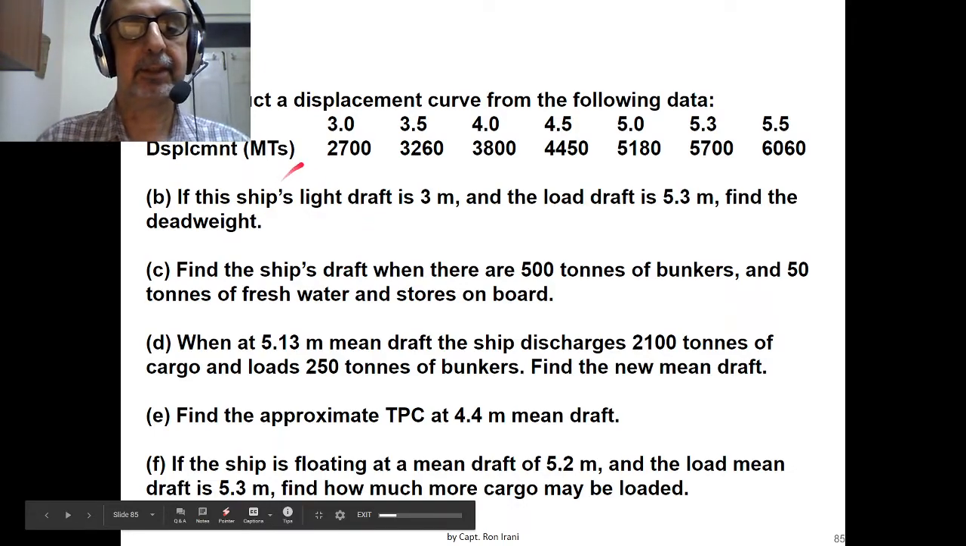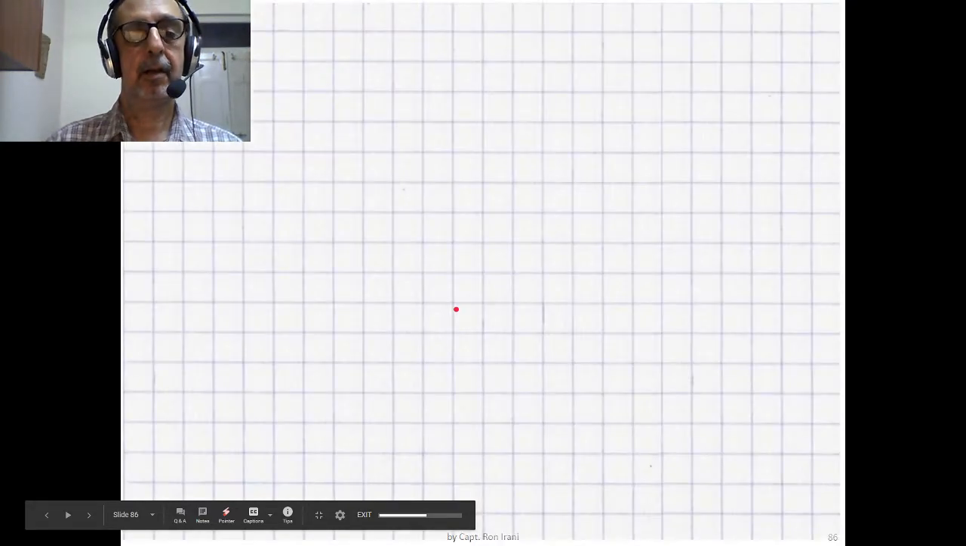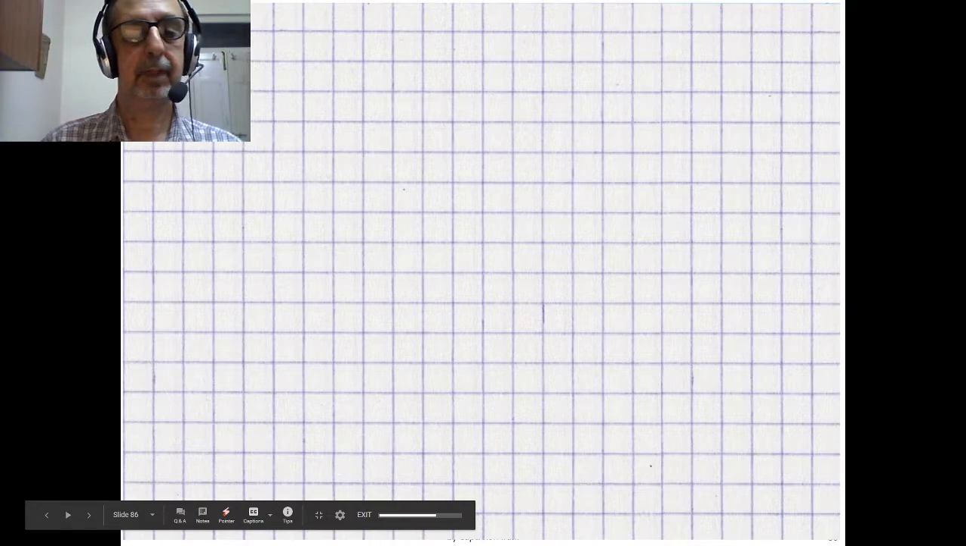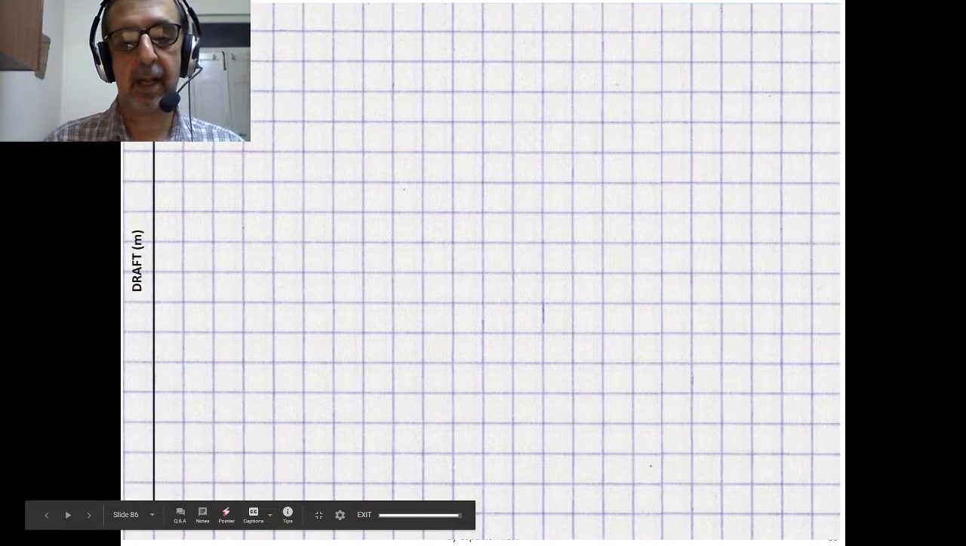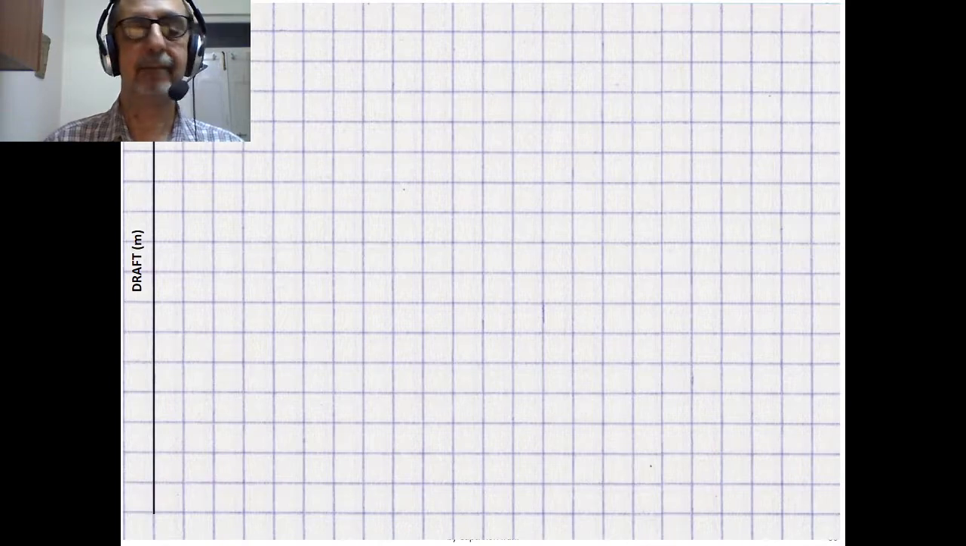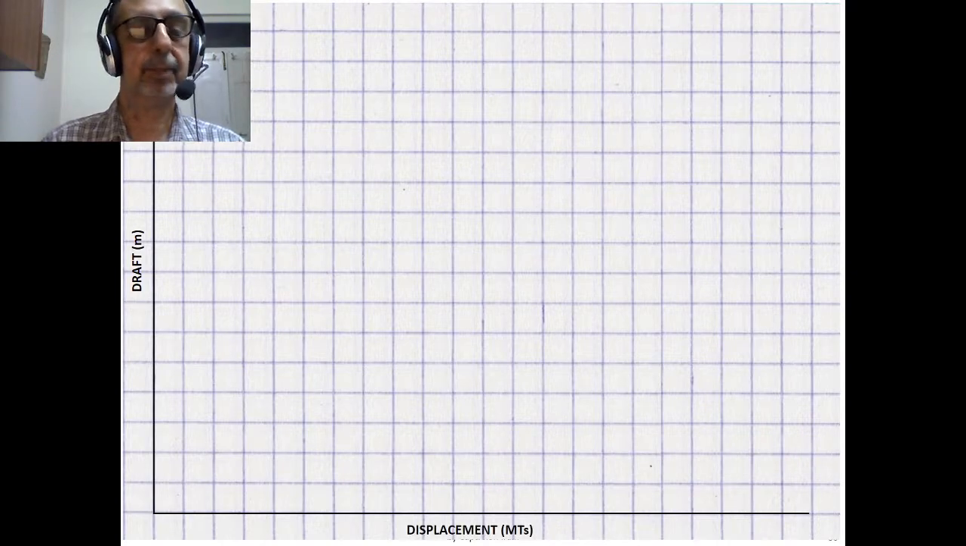So this is the data available to us. We have to construct a displacement curve from the following data: draft versus displacement. And from B to F is what is required from the graph that we draw. I have the graph paper here, and we start with the y-axis. On the y-axis, we have the draft, and on the x-axis, we have the displacement.